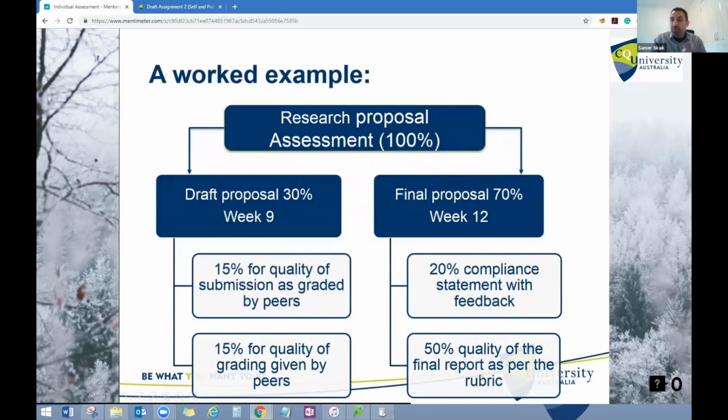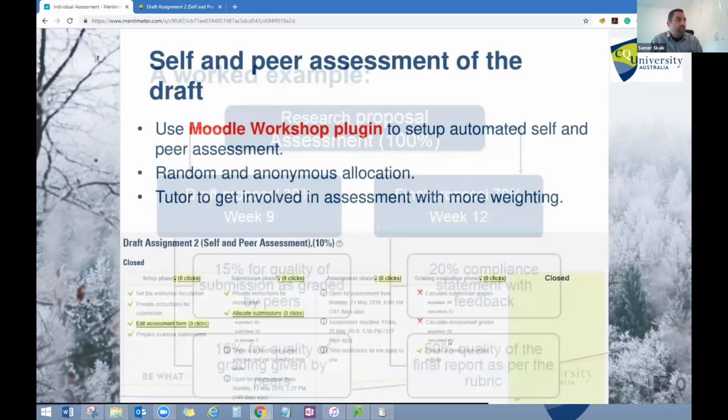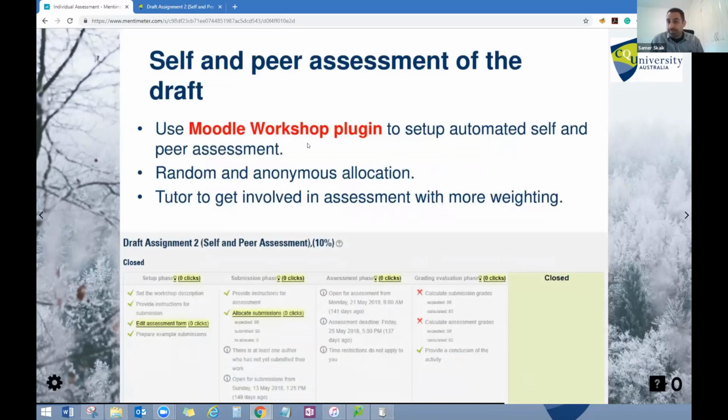The tricky part is how to use technology with regard to self and peer assessment, and there is plenty of tools available in different universities. At CQUniversity, we use Moodle as an LMS system, and in that one we have something called a workshop plugin. And it's a very handy and easy user-friendly tool that I have used over the last 2 years, and it was quite effective. And it doesn't consume a lot of time and effort from you as a coordinator.